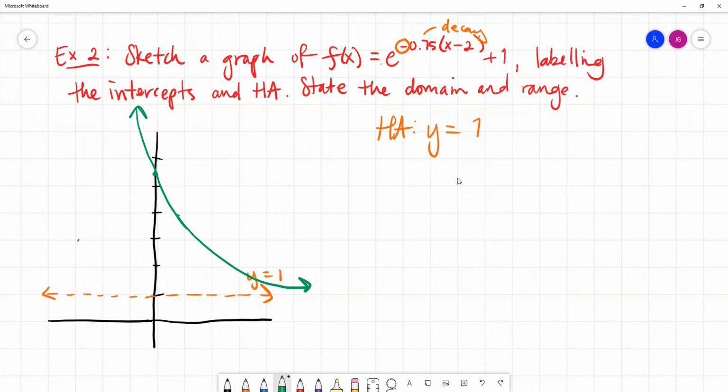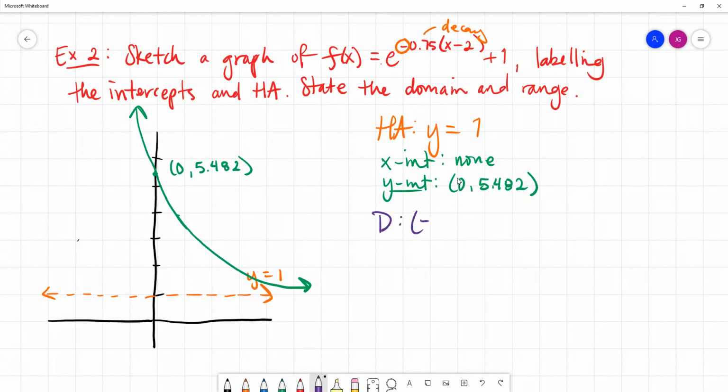All right, and then our intercept was (0, 5.482). And there you have it. There's our nice, beautiful, darling graph. We have no x-intercept, none. Our y-intercept is that (0, 5.482). And then we can discuss our domain and range. Domain, we already know, no surprise. Range, we're starting at 1. That's our smallest y value. And then it's going off to infinity. So parentheses 1 to infinity.